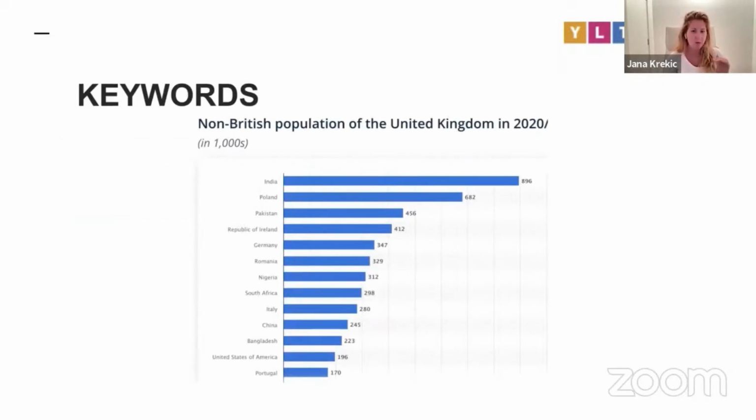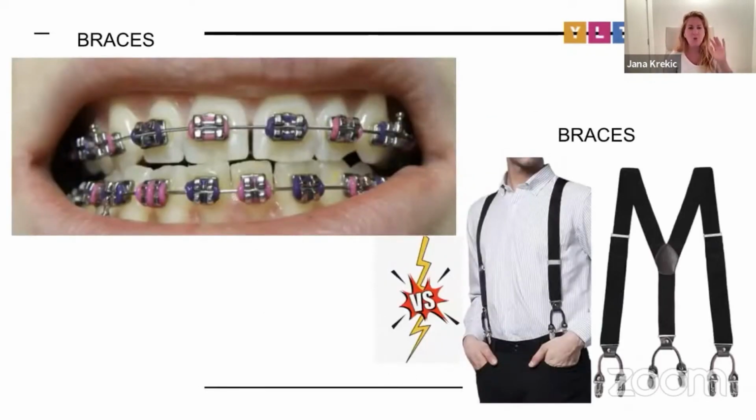So keep this in mind when doing the keyword research and finding a word you don't understand. This is very, very often what happens, like with diaper versus nappies. Also, we had a listing with braces. Braces in the US means dental braces, and braces in the UK are supporters for trousers.